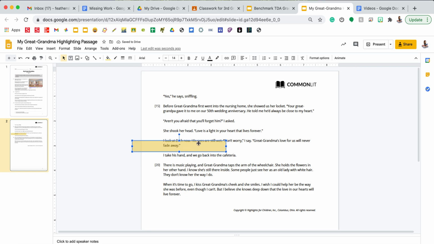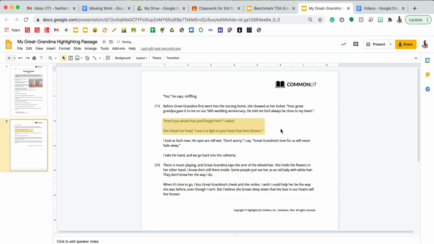The first piece of evidence that I like is, "Aren't you afraid you'll forget him?" I asked. She shook her head. "Love is a light in your heart that lives forever." This is when the little girl is asking her grandmother about the locket that her grandpa gave her, and he ended up passing away. So the girl asked Grandma, "Are you afraid you'll forget him?" And the grandma said, "No, because love is a light in your heart that lives forever." So that proves my central idea.